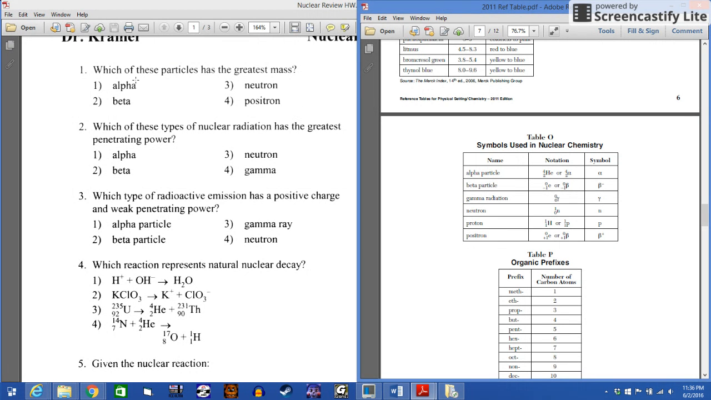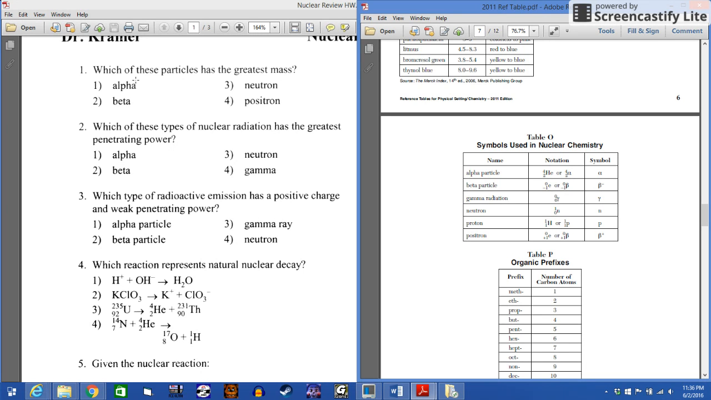Number 2, which of these types of nuclear radiation has the greatest penetrating power? This is something we talked about back in the notes on page 2, I think. And that would be gamma, it can get through the most. That's why you need lead or concrete to really stop a gamma ray. Alpha's dead layer of skin, beta's a little bit more, maybe a piece of plastic. Neutrons also have some mass, so they don't penetrate very far.